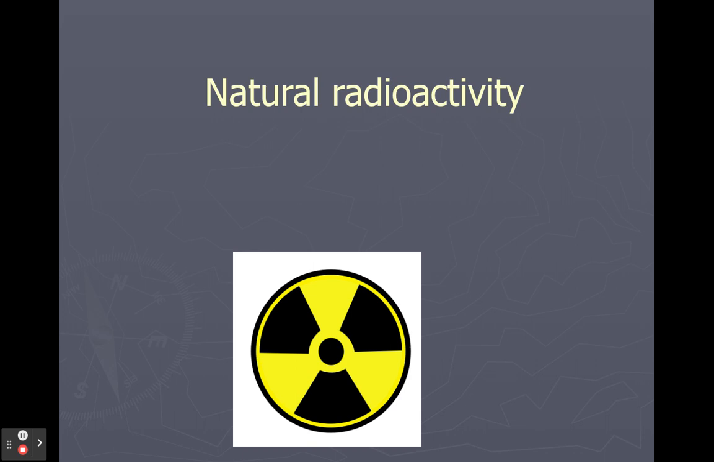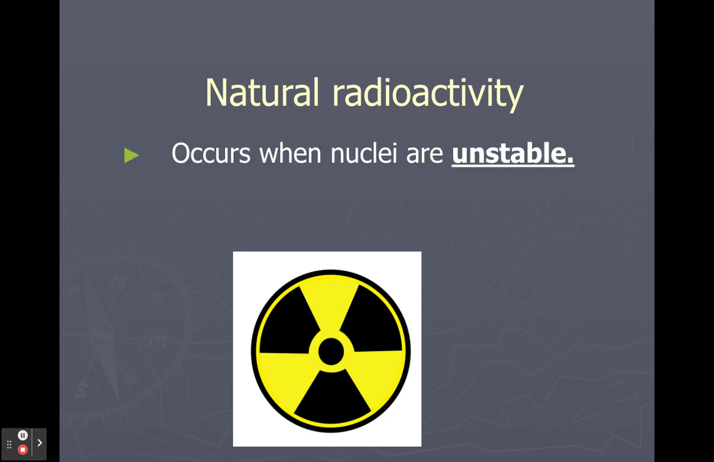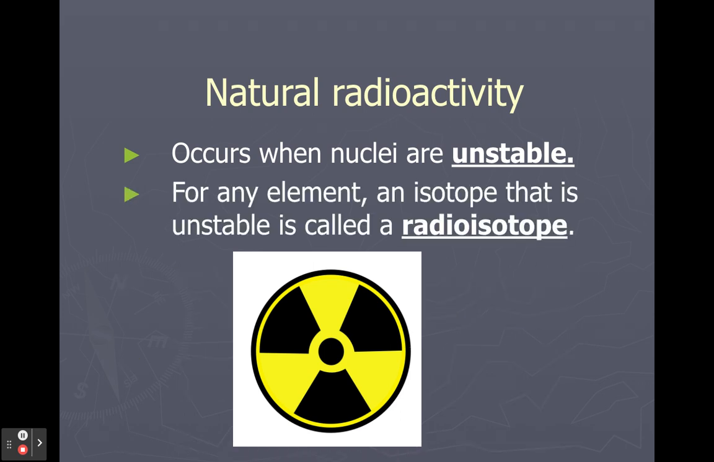So, natural radioactivity occurs all the time around us, and for the most part, it's benign. It's not a problem. Now, in different quantities or in different dosages or different intensities, it can be very much a health issue. When does it occur? Well, it occurs when nuclei are unstable. So we're not going to talk about electrons for a while now, really. It's really going to be more about the nucleus. And if it's unstable, we call it a radioisotope.